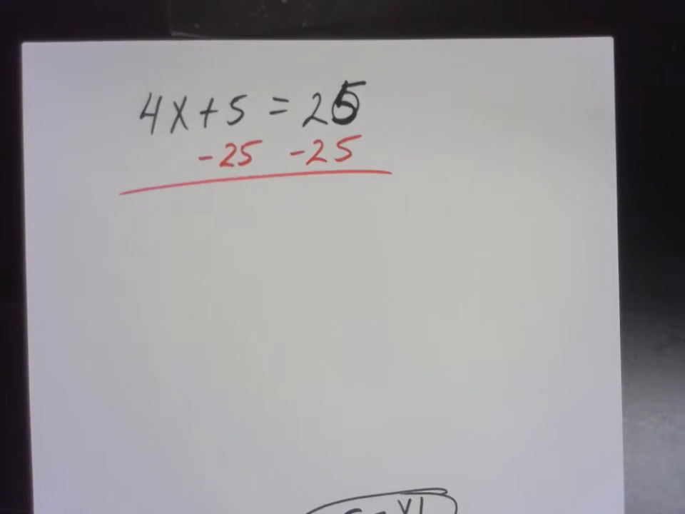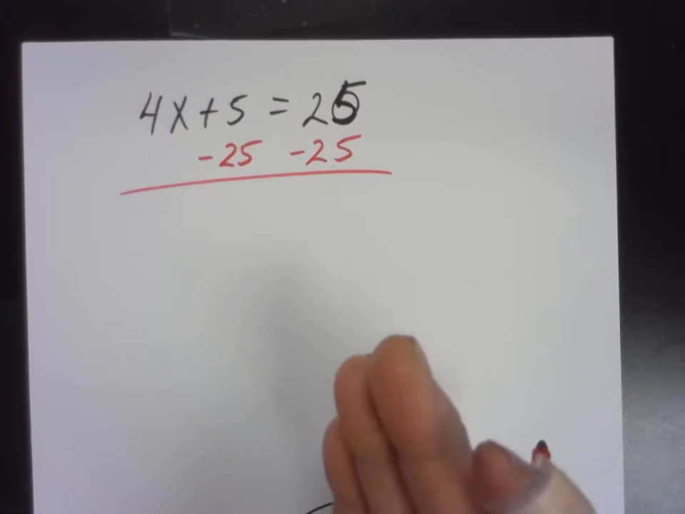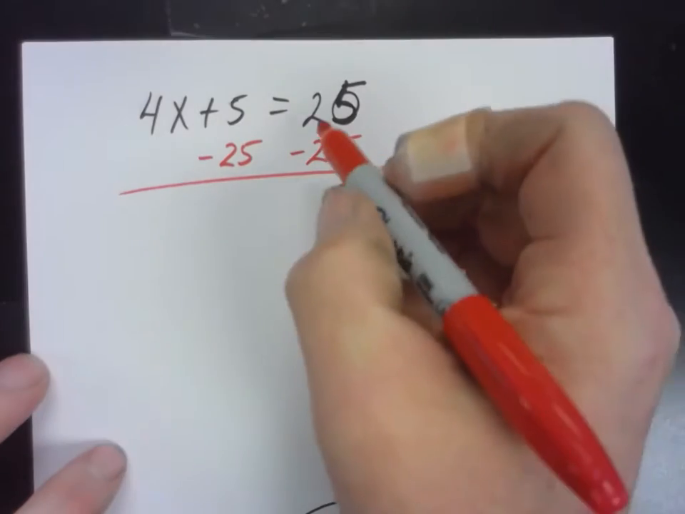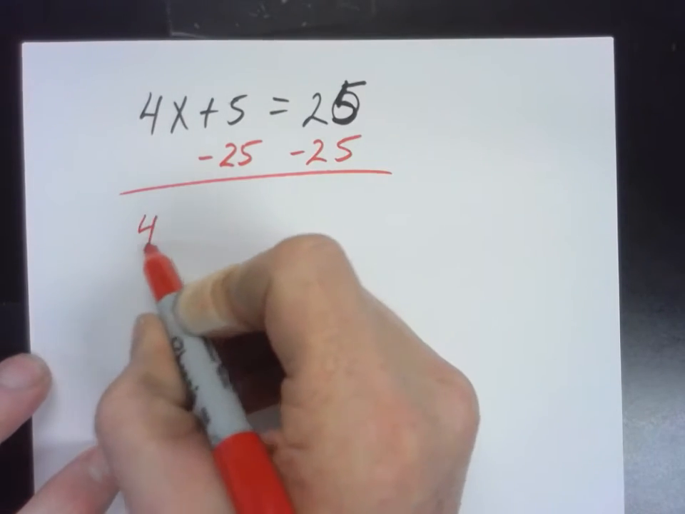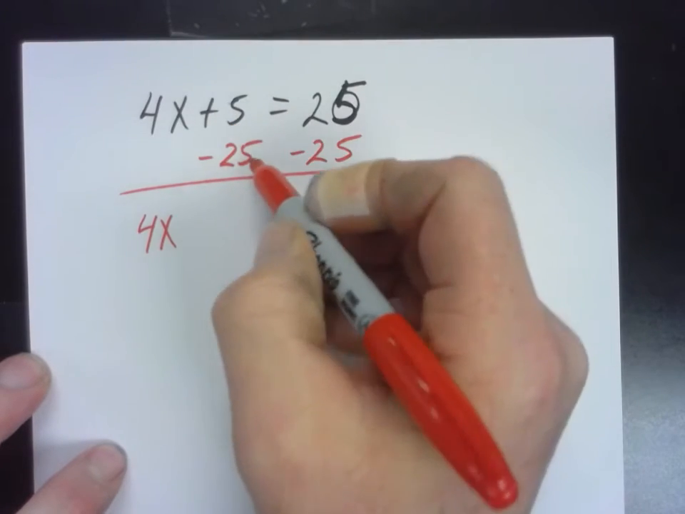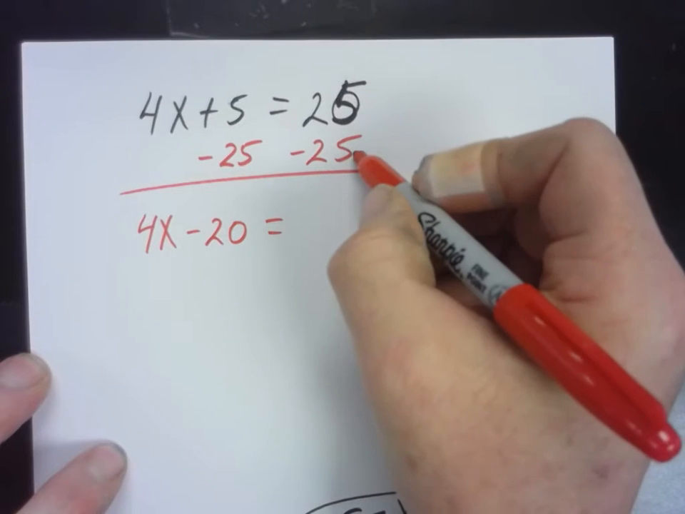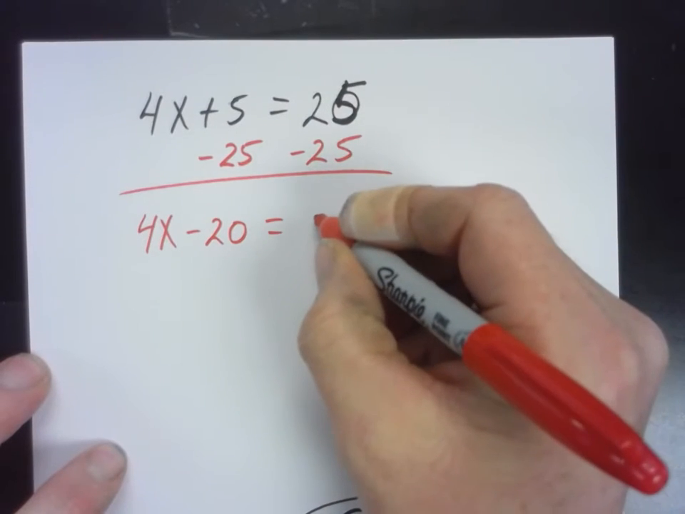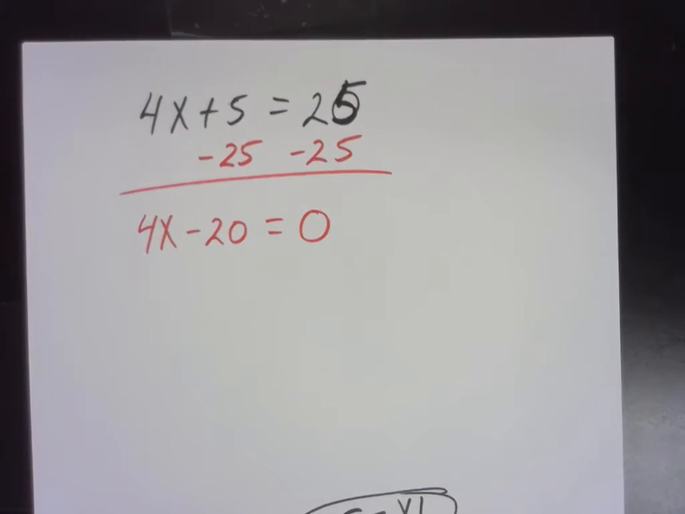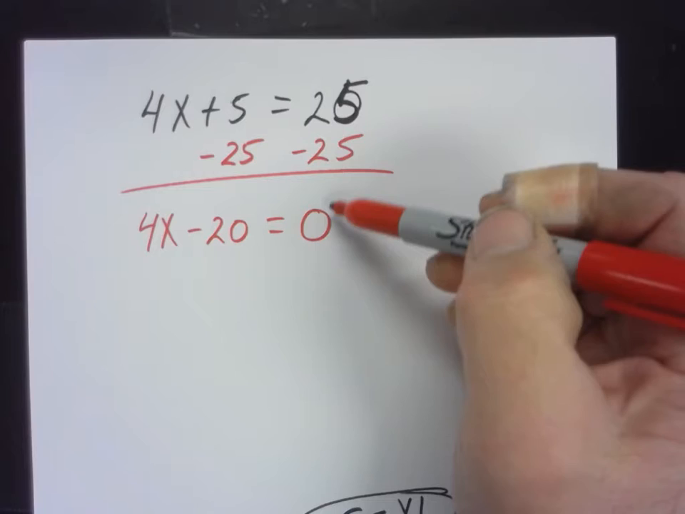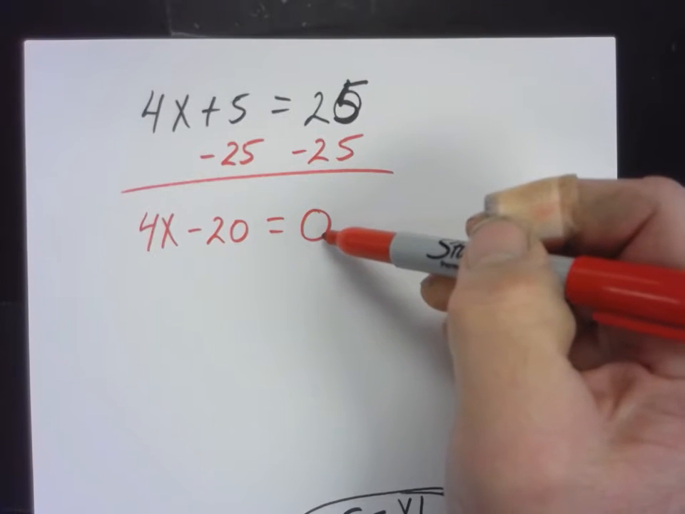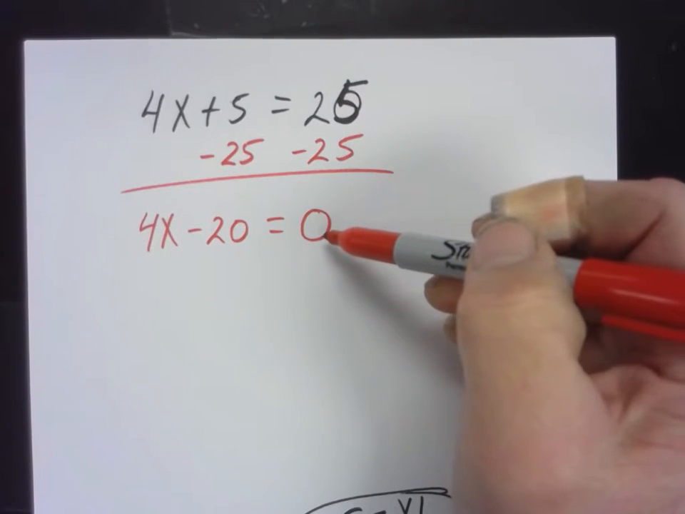I'm not breaking a rule. I'm doing the same thing to both sides of the equal sign. And, I mean, I would get 4x. What's 5 subtract 25? Negative 20 equals, what's 25 subtract 25? Now, we actually have to put the 0 there. You can't leave one side of the equal sign blank. You know, normally, we don't put the 0 when they add up to 0, but you can't just leave one side blank. You have to have something, and 0 is something, okay?